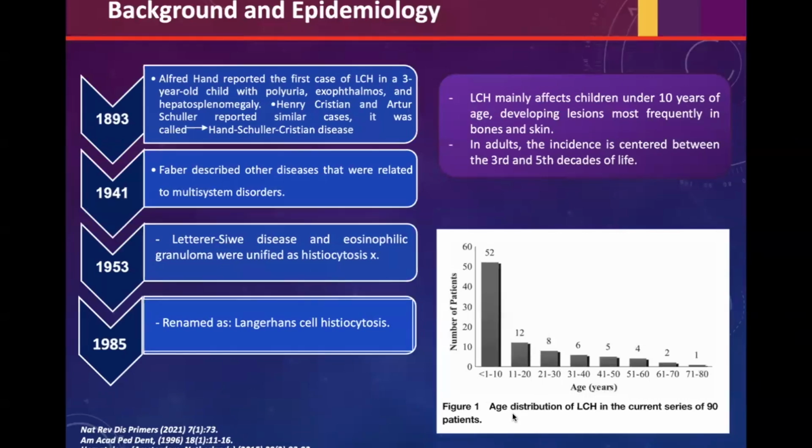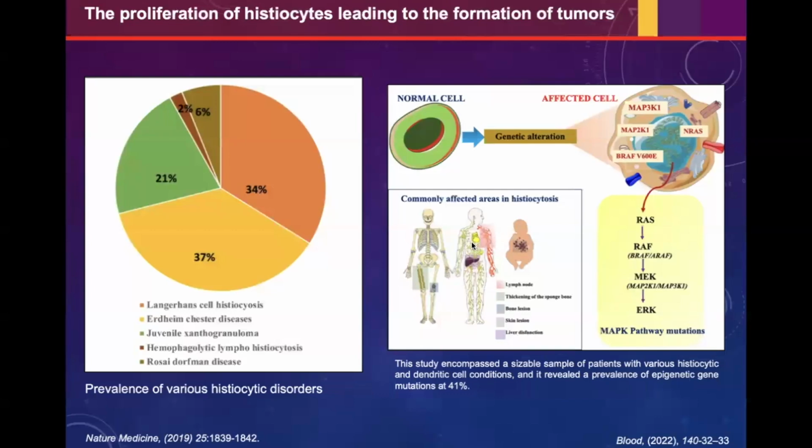You can see the age distribution of Langerhans cell histiocytosis in the current series of 90 patients. Mostly 70, 80, 85% of the cases are seen in pediatric age. The incidence in adults is centered between the third and the fifth decades of life and is very uncommon in adulthood. This is a general graphic about the proliferation of histiocytes leading to the formation of tumors.